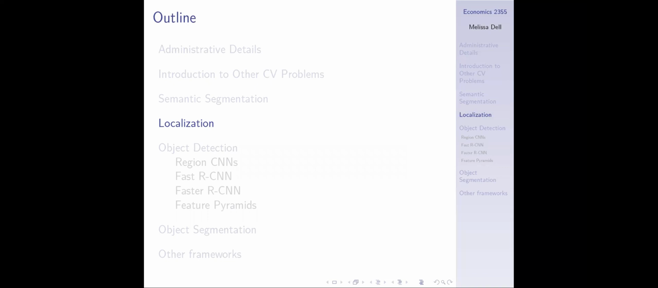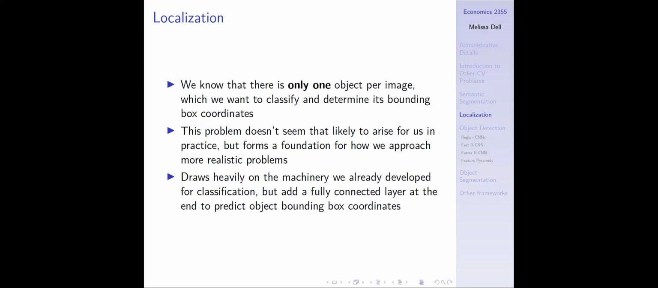Okay, so I'm going to move on now to talking about the second problem, which is called localization. So remember, localization is when you have an image, it has a class, and you know that there's only one object per image that you want to both classify, is it a cat or a dog, and determine its bounding box coordinates. Again, this is probably not a problem that we might have, although I'm sure it will come up for someone, but it forms a foundation for how we approach more realistic problems.